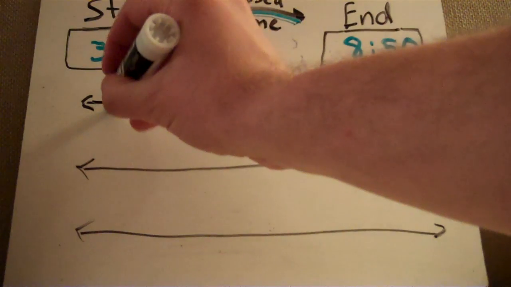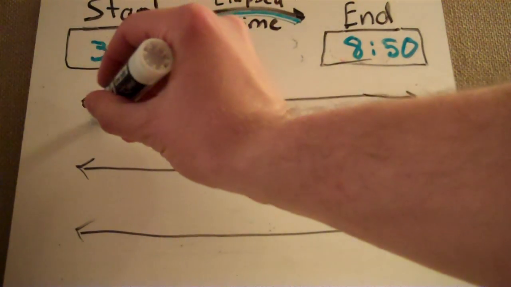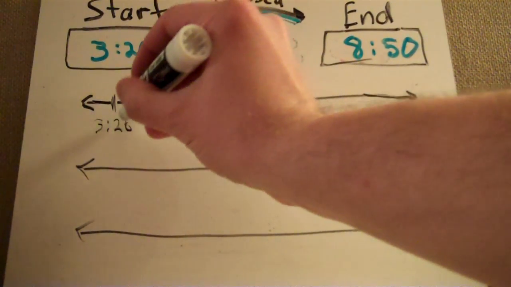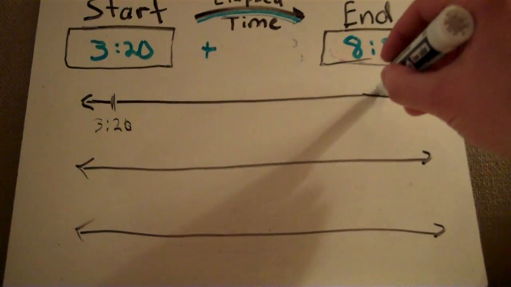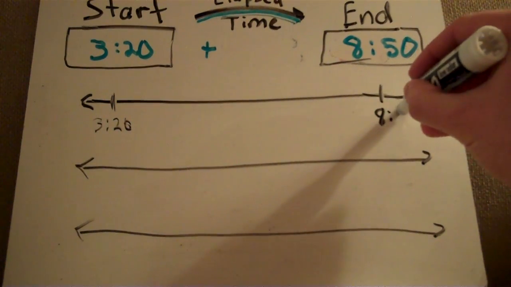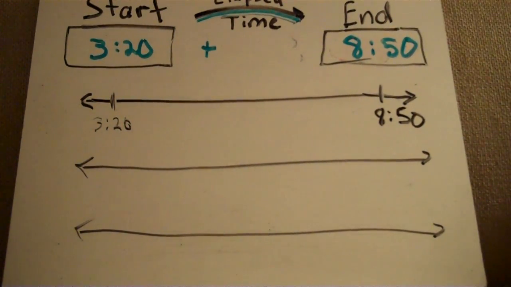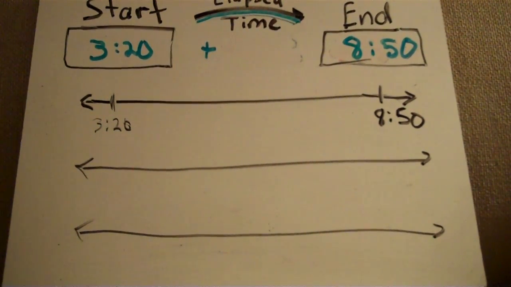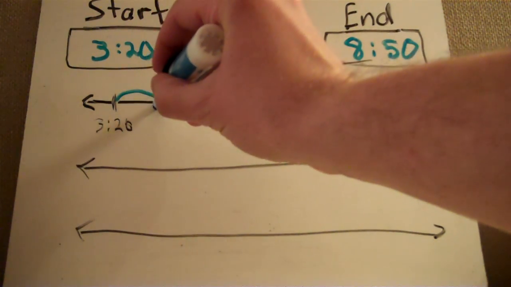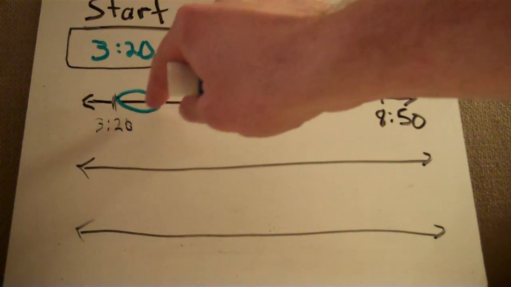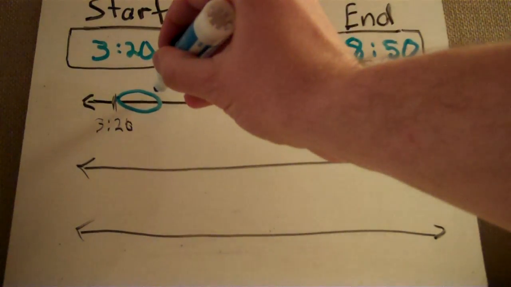So let's start with our 3:20 time. Let's pretend that we are going to the beach at 3:20 in the afternoon, and our end time is 8:50. I know, we're going to be at the beach for a long time. So let's see what happens. Now I'm going to count my circles. I'm going to make circles for hours and then little half circles for minutes to show the difference. Because if I make a circle like this, that represents 60 full minutes all the way around the clock.